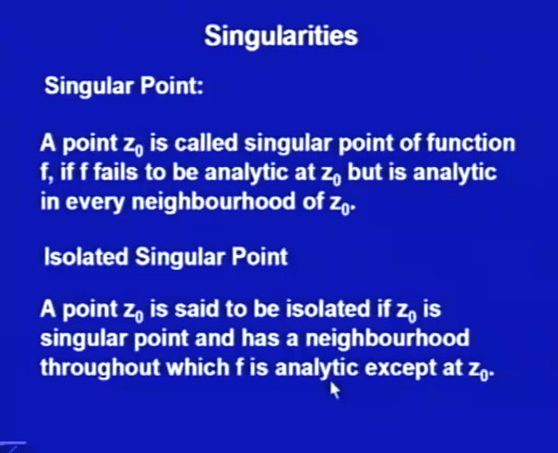So we have defined a singular point as a point where the function fails to be analytic. It is called an isolated singular point if it has a neighborhood throughout which f is analytic except at z naught, so that in that neighborhood it is the only singular point. Now, let us see what we are having. We would relate it with the Laurent series.